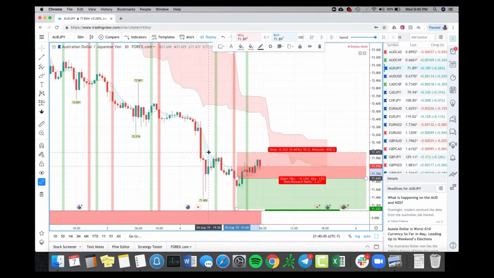Right here. So you're using that based on the cloud? No, it's not based on the cloud. So what I do is, say you enter on this candle right here, we would go backwards 10 candles. So we'd go 1, 2, 3, 4, 5, 6, 7, 8, 9, 10. And then the highest point within that time frame, that's where we put our stop loss. So our stop loss would be right here.